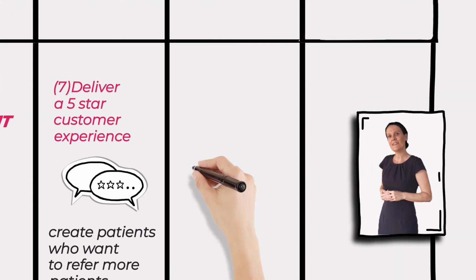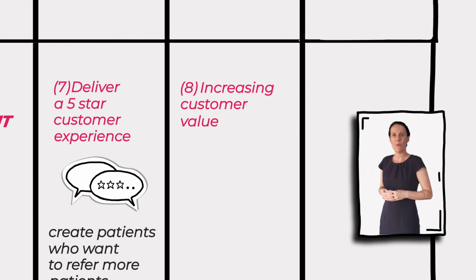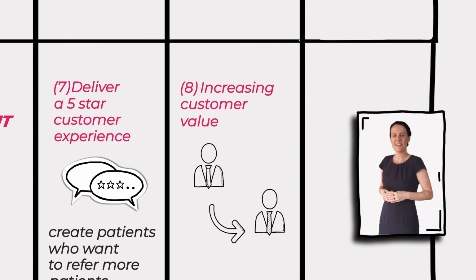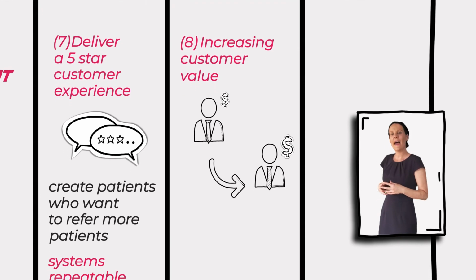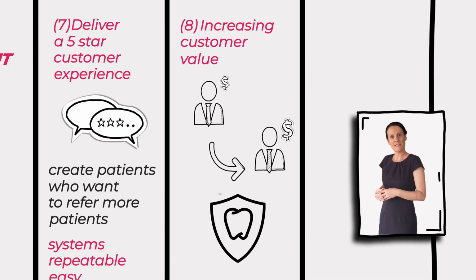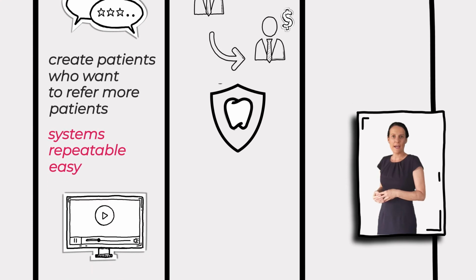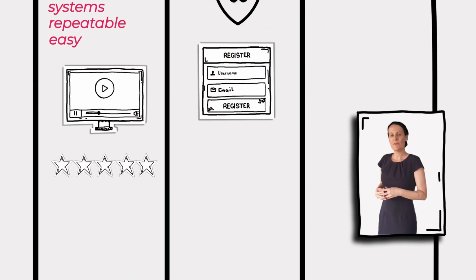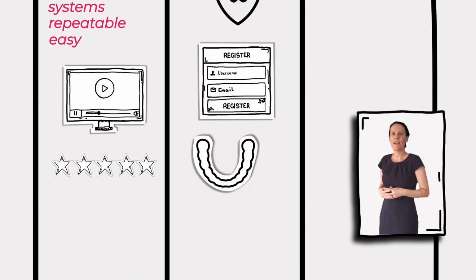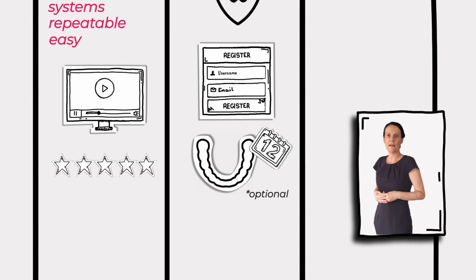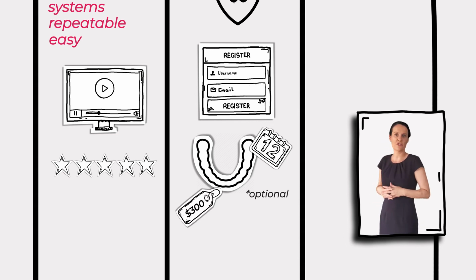Step 8. Increasing customer value. This is the part where you take that $6,000 patient and turn them into a $7,000 patient. For example, you can add optional upgrade items such as teeth whitening, or perhaps a retainer subscription service where the patient receives a new retainer in the post every 12 months after treatment. Perhaps you can keep the upgrade simple by offering an optional lingual retainer at the end of treatment instead of an Essex, say for an extra $300.